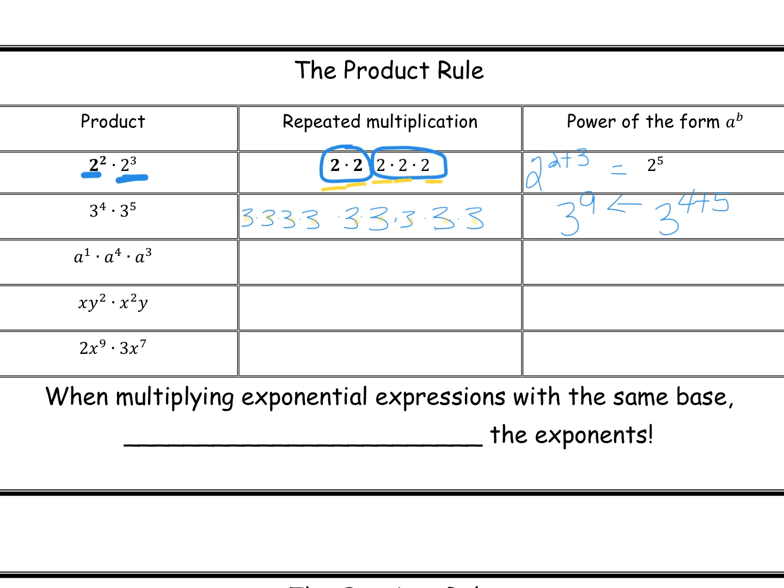So you can continue to write exponents as repeated multiplication, and then go to the power form. Or if you start to feel comfortable without having to write everything out and using the rule, then that may be a nice shortcut for you.